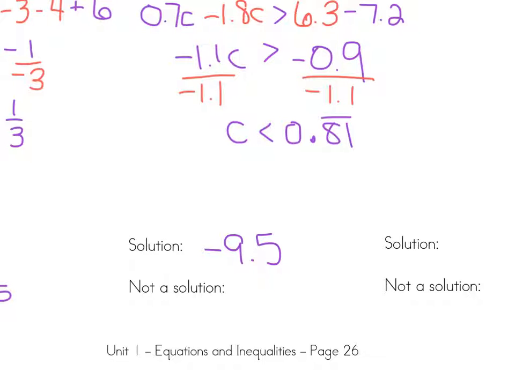Same thing with not a solution. So what is not a solution? What would make this false? Well, C would actually have to be bigger than 81/100ths repeating, or even equal to. Let's actually pick this, because this is a very significant misconception. A lot of people think that because you see a number there, that means it's the solution. In this case, 81/100ths repeating is actually not a solution because C has to be smaller than that.